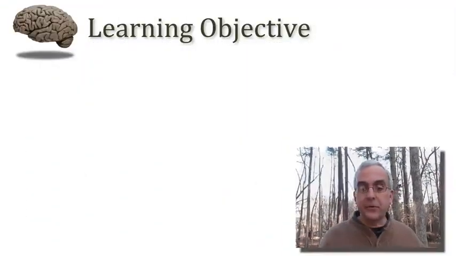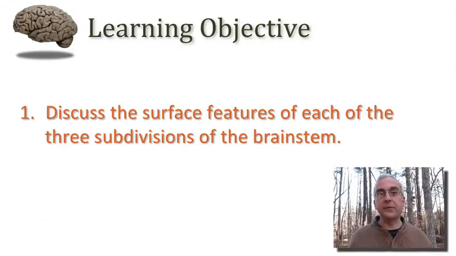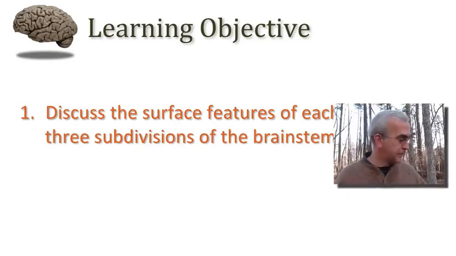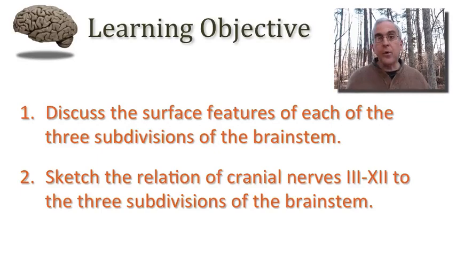Well, my learning objectives for you are, first, I want you to be able to discuss the surface features of each of the three subdivisions of the brainstem. And so in order to understand how the cranial nerves fit in, you need to know something about the divisions of the brainstem. And as you become more and more familiar with both the brainstem and the cranial nerves, I really want you to accomplish this learning objective. I want you to be able to sketch the relationships of the cranial nerves, specifically nerves 3 through 12, to the three subdivisions of the brainstem.